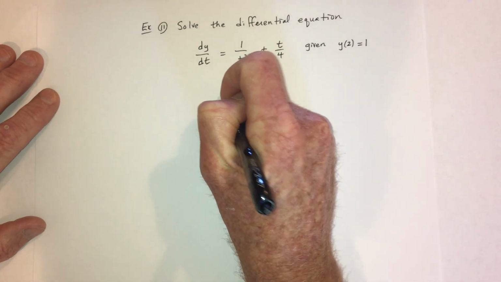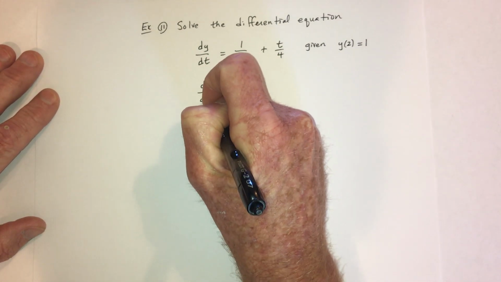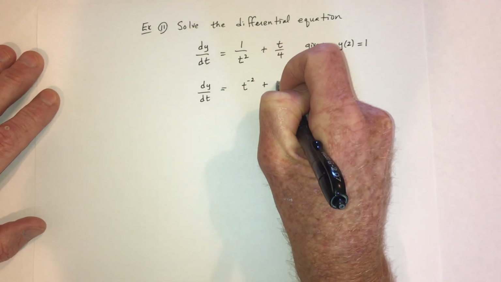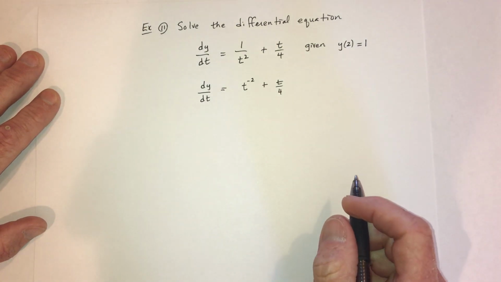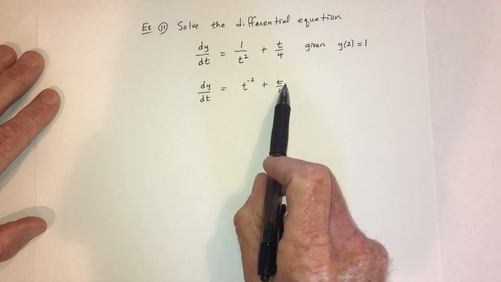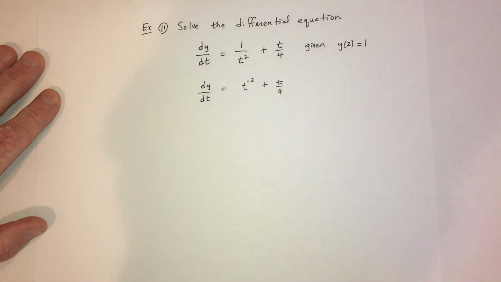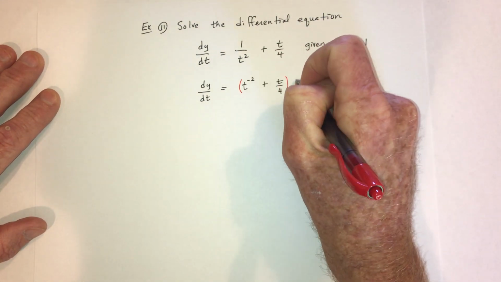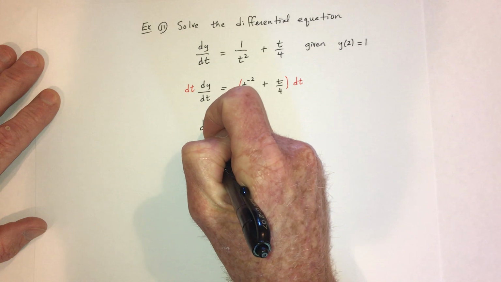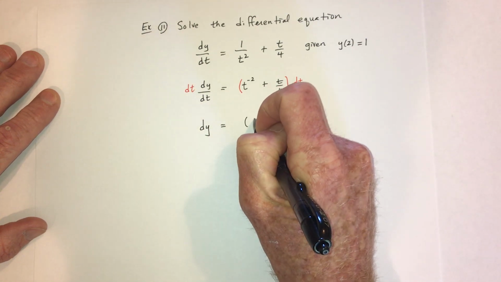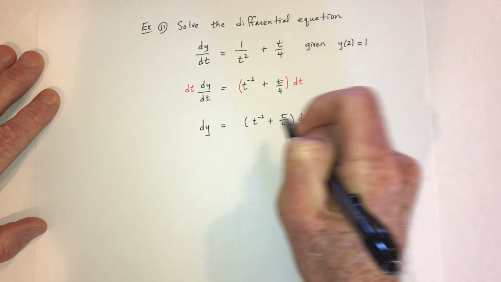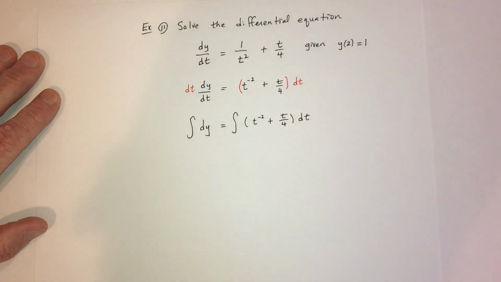If not, then what you need to do is rewrite this one as t to the negative 2, and this one could just stay t over 4. And before I go ahead and put the integral symbol, I should have all the t information on the right side and the y information on the left side. So now, multiply by dt, and the left side is going to say dy, the right side t to the negative 2 plus t over 4 dt, and then integrate both sides.